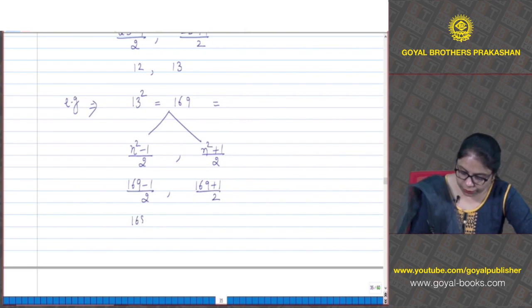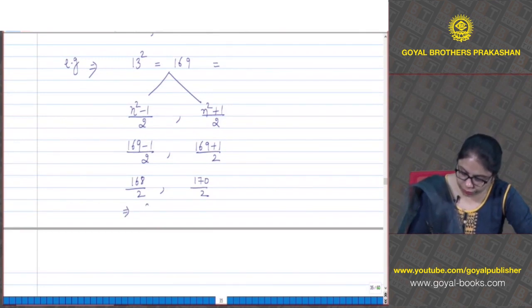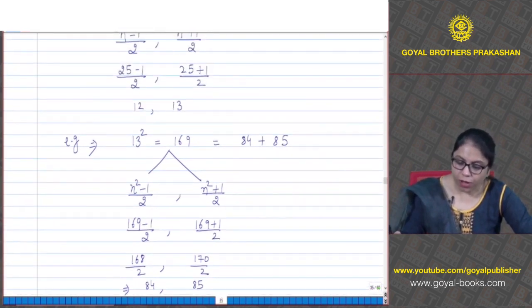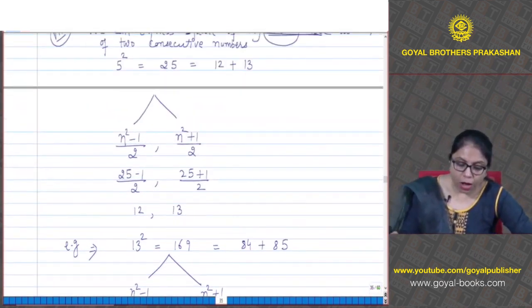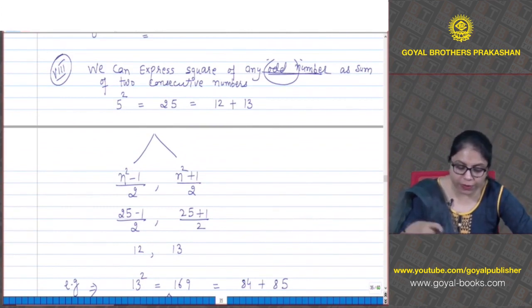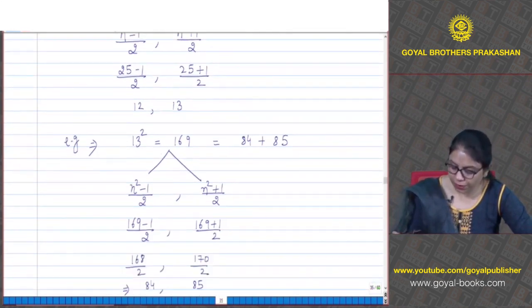We will get, now we can solve it. That means how can we write 169? We can write it as sum of 84 and 85. I think it is clear to you how we can express square of any odd number as sum of 2 consecutive numbers. So let's discuss our next property.